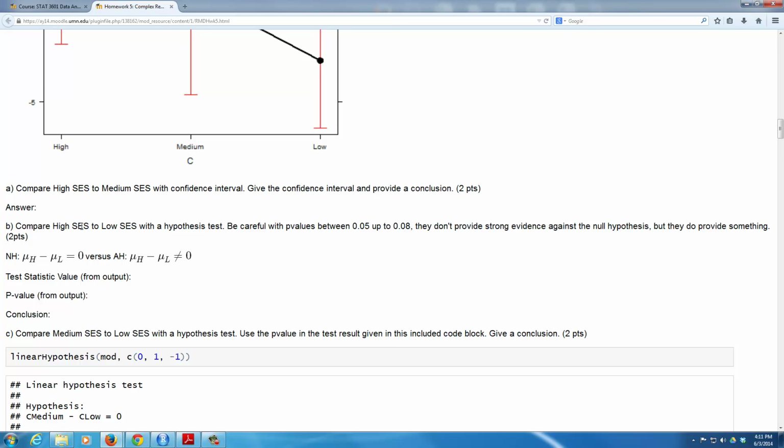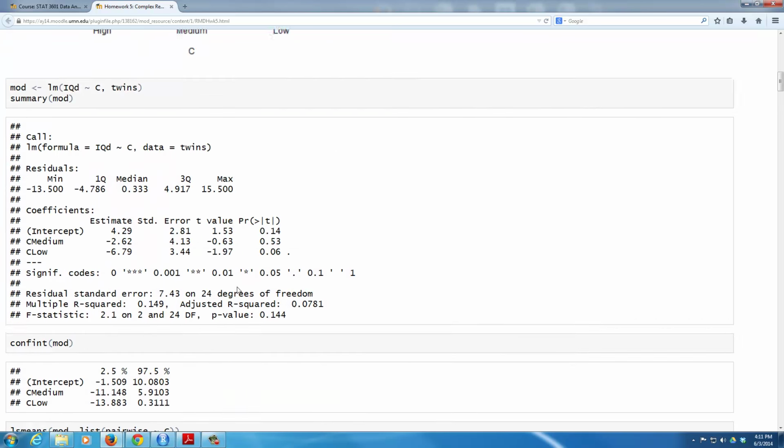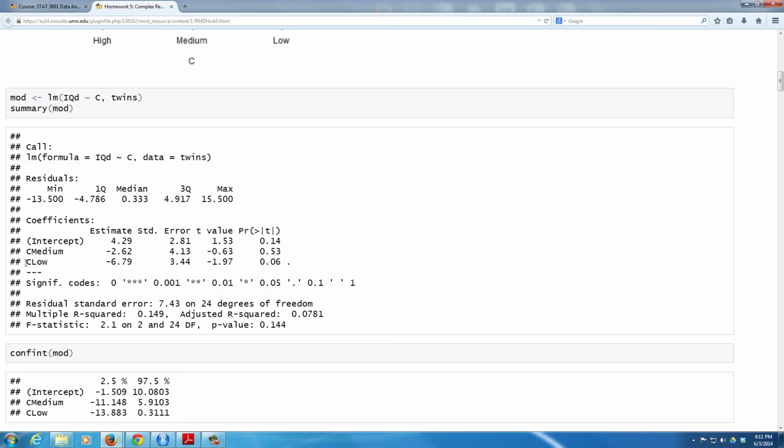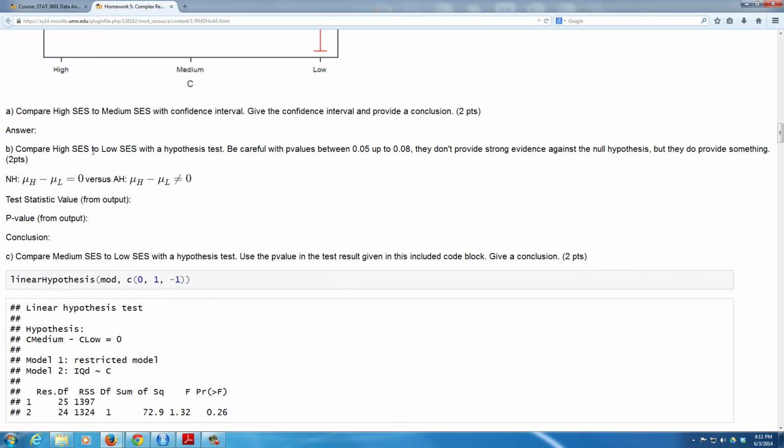Remember that the comparison between high and low social class is given in this output. It's controlled by this coefficient, and we have a test statistic and we have a p-value. Make sure you remember that this is comparing low to high, and I am asking you in the problem to compare high to low. So make sure you appropriately alter the test statistic and give an appropriate conclusion based on that.